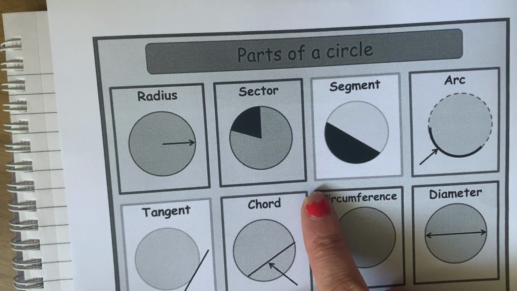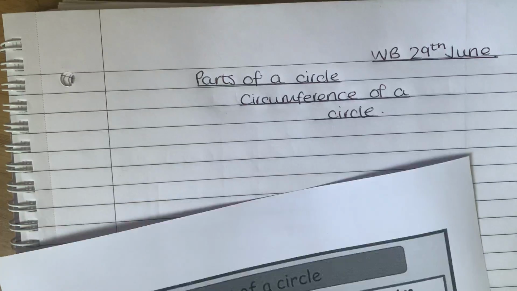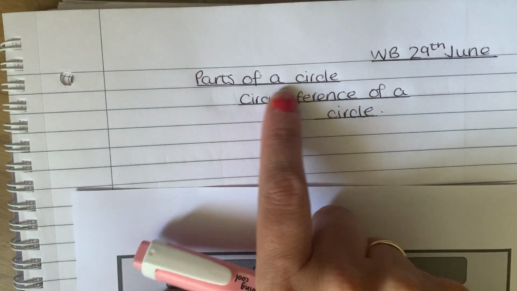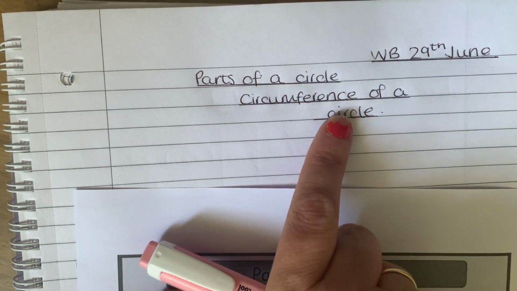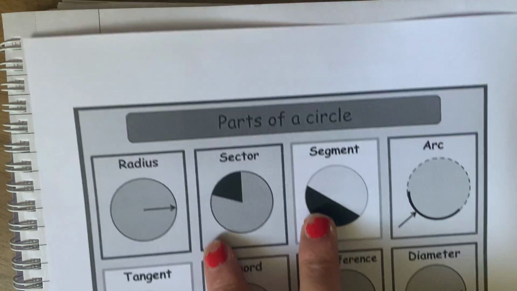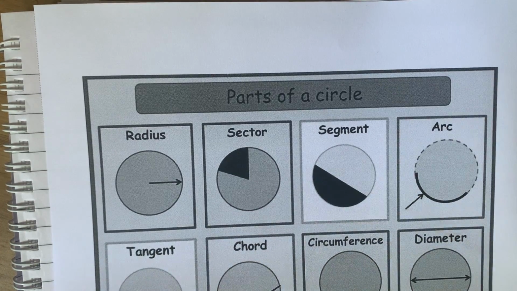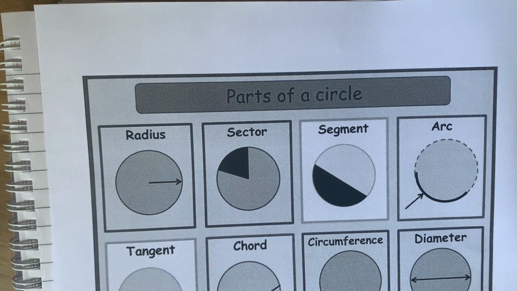It's that or you draw them all out, so I really would print them out. The first thing we're going to look at is parts of a circle. We've got parts of a circle and circumference of a circle as our title. This is going to help you do the first quiz. You might want to highlight bits.